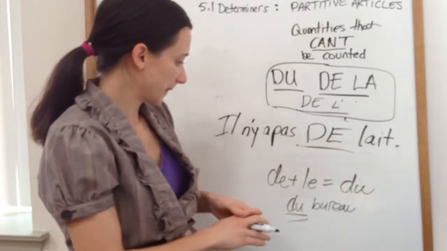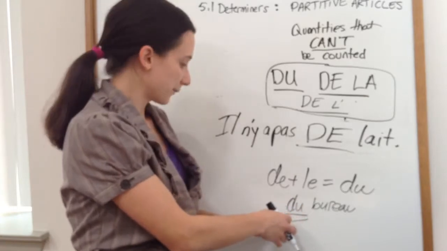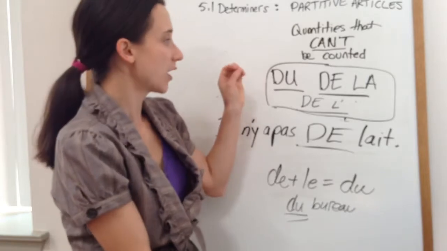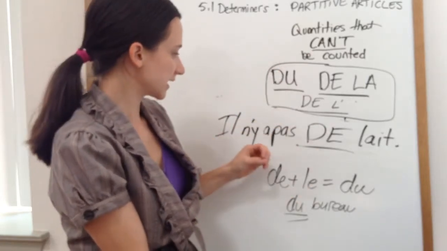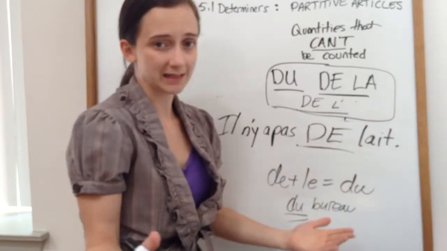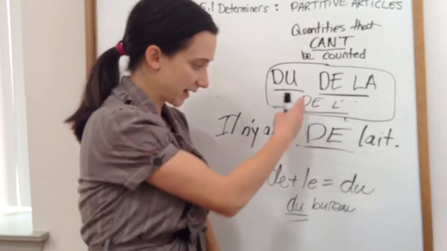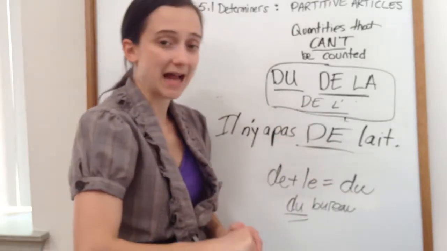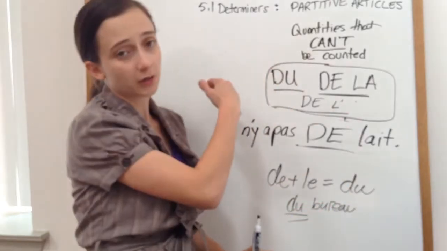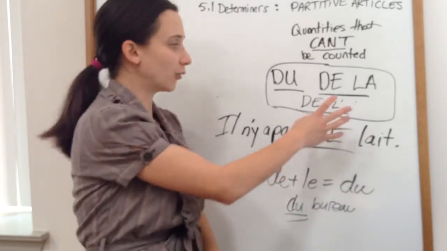It shouldn't really be confusing. If you see this and you know what this means, it can sometimes mean from the, and if you translate this in your mind as of the, like there isn't any of milk or of the milk, that's fine. It's not going to interfere with your French writing. The fact that this looks the same as that. I'm not going to quiz you and say, oh, du bureau, quick, is that a partitive article or is that just a contraction? You don't have to know that. You just have to know when to use these.